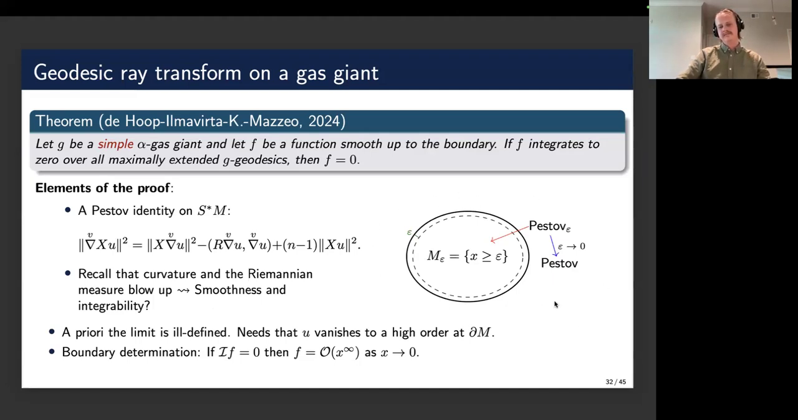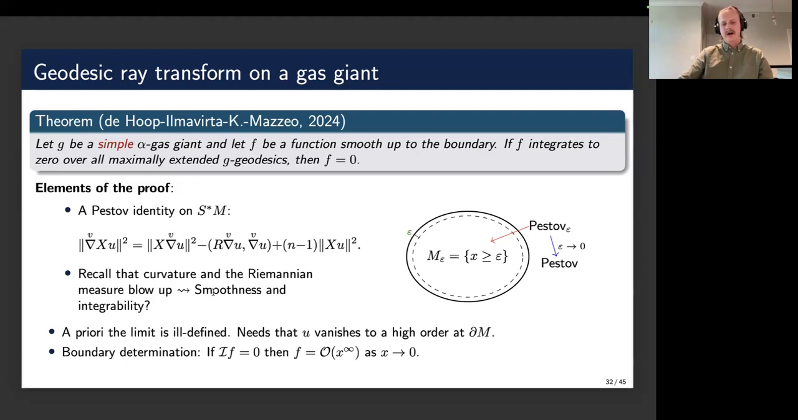So the kind of thing that we can do is we restrict to this set. Let's call it M epsilon, which is defined as the set where x is greater than or equal to epsilon. And now since for very small epsilon this boundary is even convex, this now is a very nice manifold where you can do stuff. So for example, a Pestov identity on this manifold holds. So you have something called the Pestov identity with epsilon, and then you end up studying the limit of this identity as epsilon goes to 0. And you want to argue that somehow this limit makes sense.